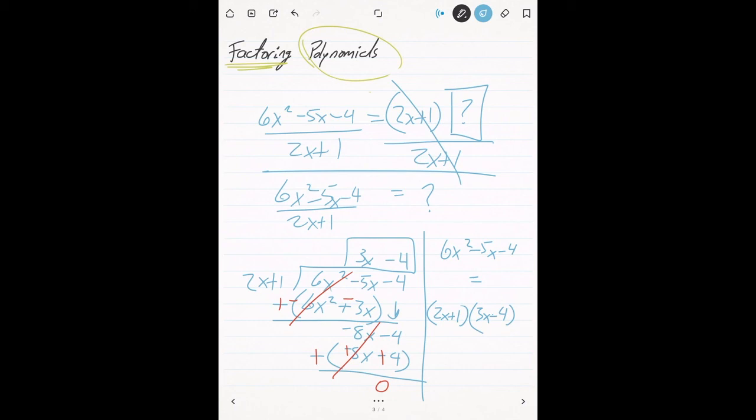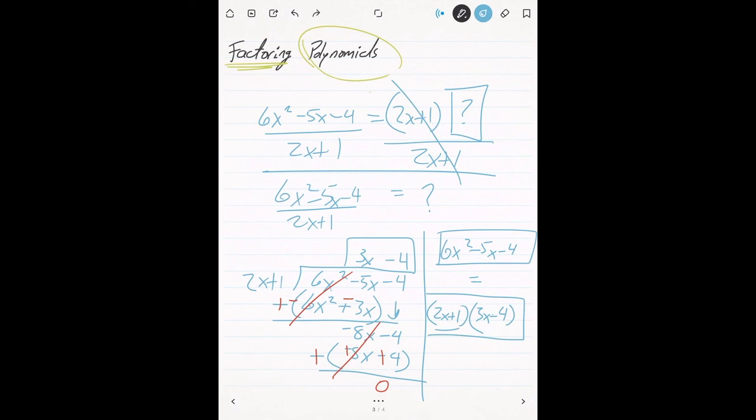We have gone through and factored this polynomial. We found a way of writing this trinomial as the product of two other polynomials, okay? That's the idea with factoring. We need to represent a polynomial as two other polynomials multiplied together. You're trying to break it down, just like we did with the number. You break down 6 into 2 times 3. We're breaking this polynomial down into 2x plus 1 and 3x minus 4.